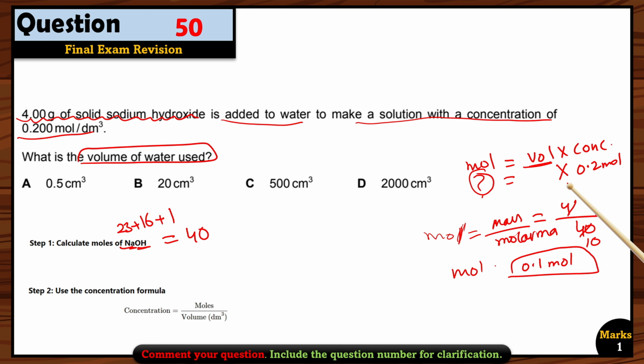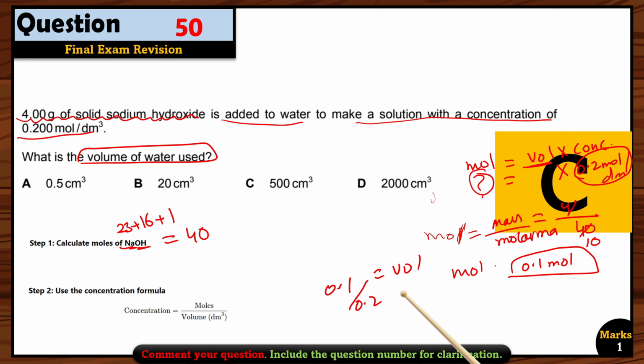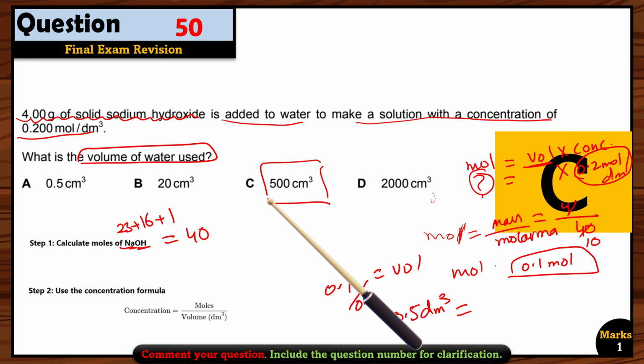You are already given the concentration. Concentration is 0.2 mole dm cube. So moles you already know now, 0.1. So 0.1 divided by 0.2, you will get your volume, right? So the answer will be how much? Option C, 500 centimeter cube, or it will be 0.5 dm cube, right? So you can just change into centimeter cube because the answers are in centimeter cube.